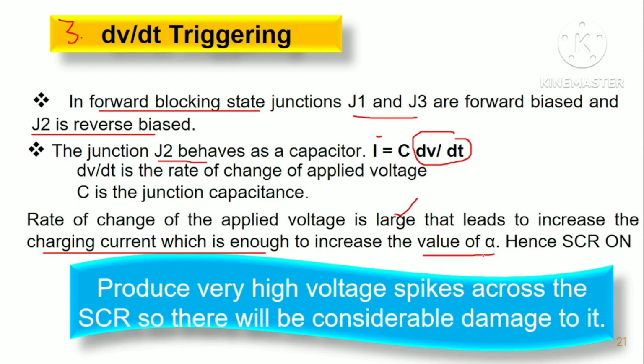Since the rate of change of voltage is very high, high voltage spikes appear across the device, and that will damage the device. Since we are continuously increasing dV by dt, that will damage the SCR. This is called the third method, dV by dt triggering.